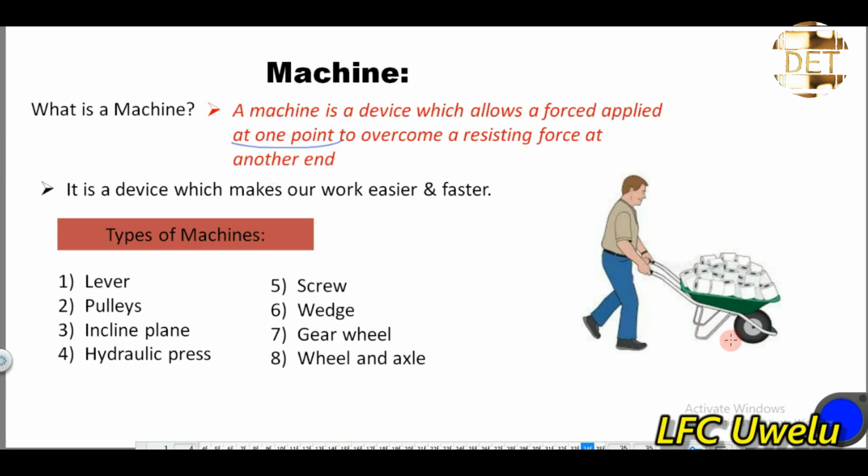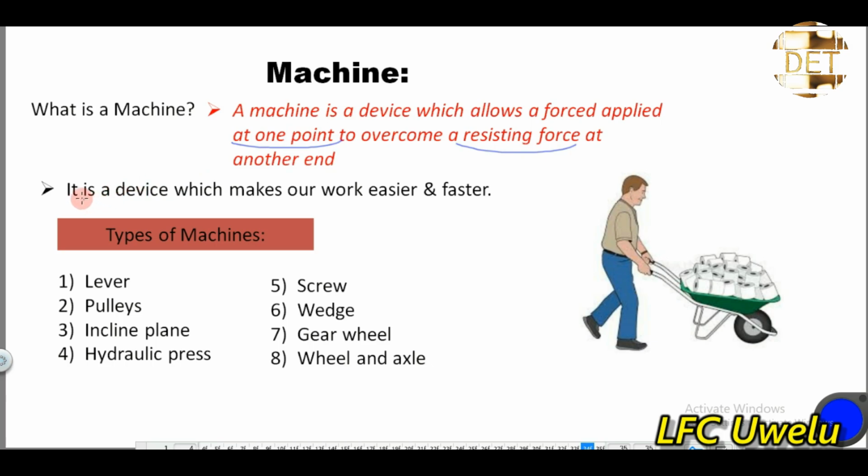So, for example, a wheelbarrow is a machine, right? It is a device that allows a force applied at one point. The man applies a force into the wheelbarrow through this angle, and then that force is used to overcome a resisting force. That resisting force is the load that is trying to resist the force that you're applying into the wheelbarrow. So a machine is a device which allows a force applied at one point to overcome a resisting force at another point or at another end.